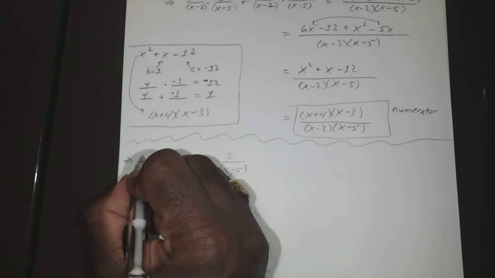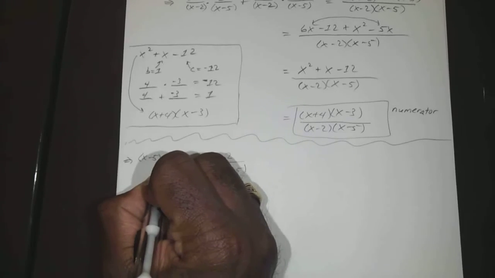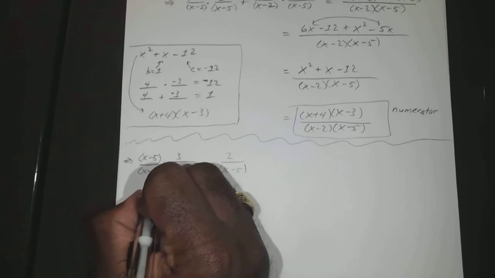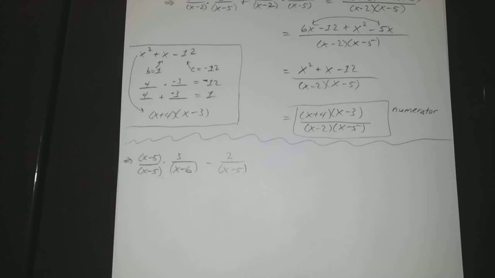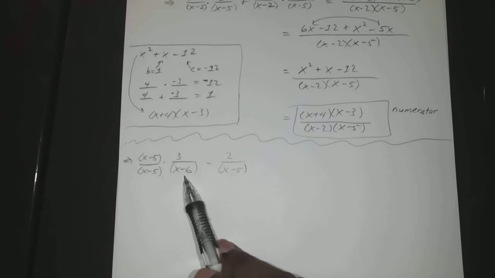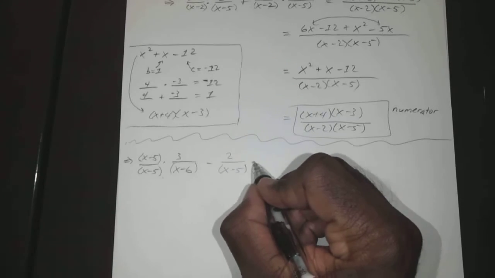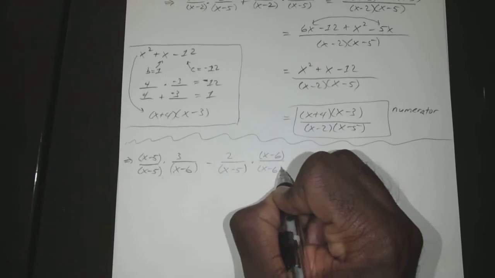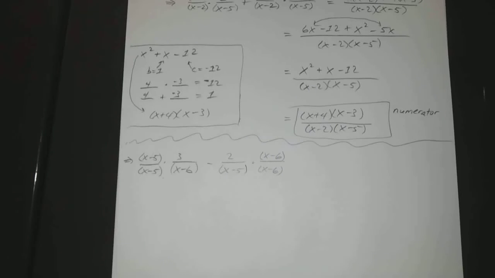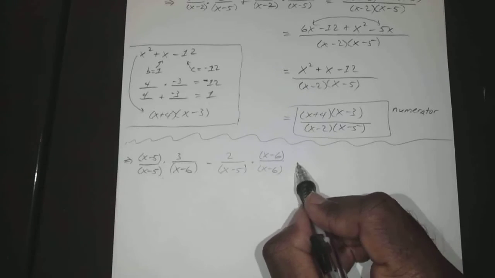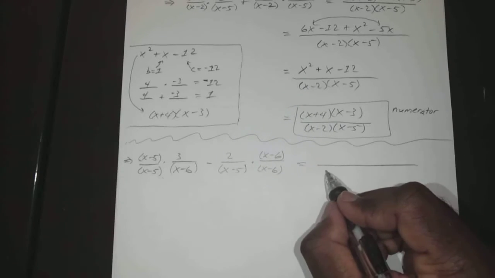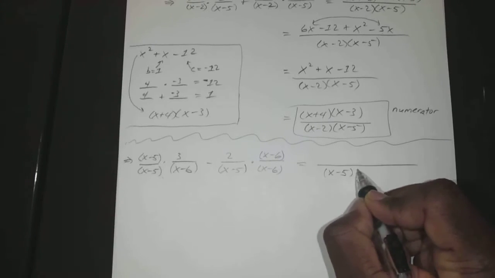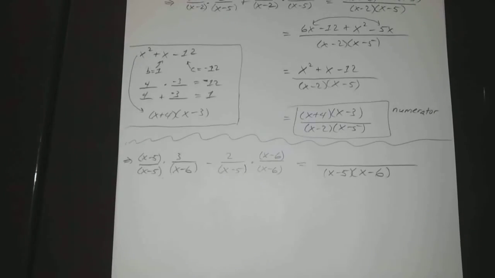Okay, so we have x minus 5 over x minus 5. Same thing over here. We have an x minus 6 over here. So we multiply this side by x minus 6 over x minus 6. Okay, so that means we're going to have an answer that's something over x minus 5 times x minus 6. Okay. So now we just subtract our numerator.